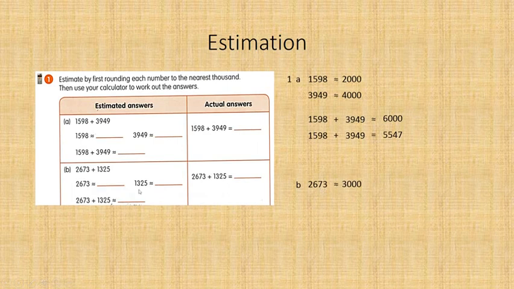Here, the other number is going to be 1325. If you rounded it to the nearest thousand, find the number, go next door, it's 3. 3 is a weak number, so just ignore. So ignoring in math, it means 0. So it's going to be equal to 1000. If you added them up, it's going to be equal to 3000 plus 1000 equal to 4000. This is the rounded answer, or estimated answer.